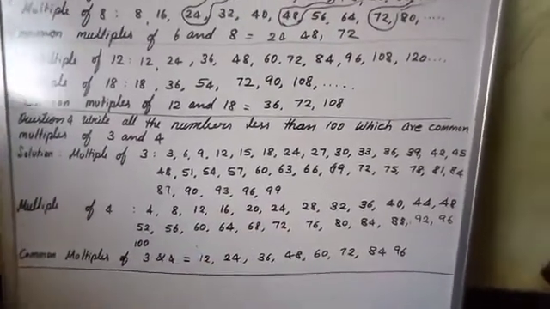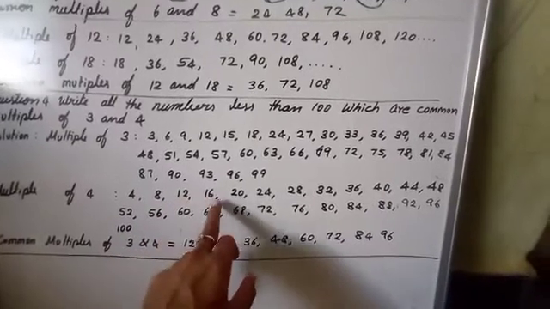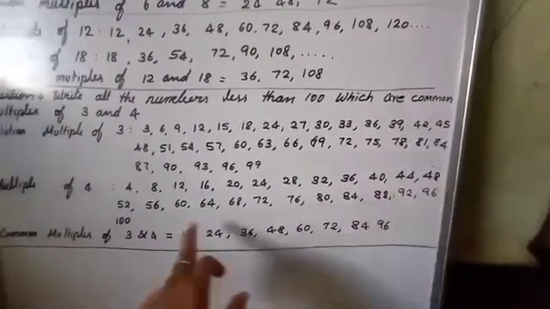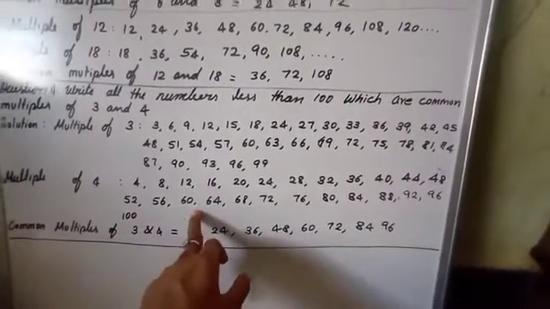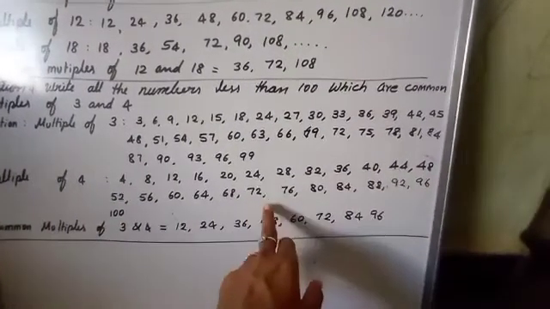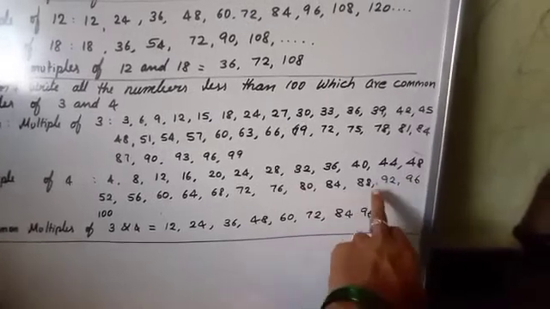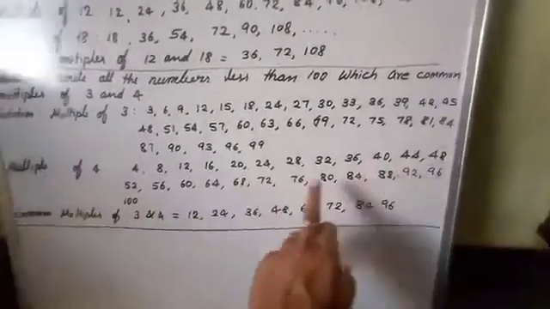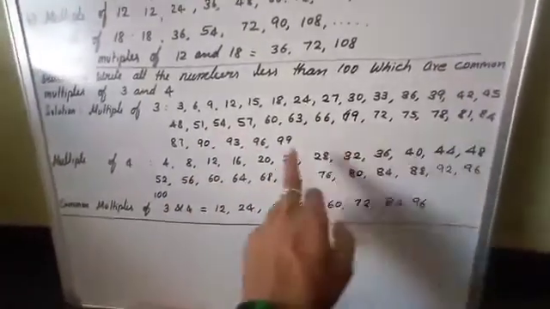Okay. Next, 4, 8, 12, 16, 20, 24, 28, 32, 36, 40, 44, 48, 52, 56, 60, 64, 68, 72, 76, 80, 84, 88, 92, 96, 100. These are the multiples of 4. These are the multiples of 3.